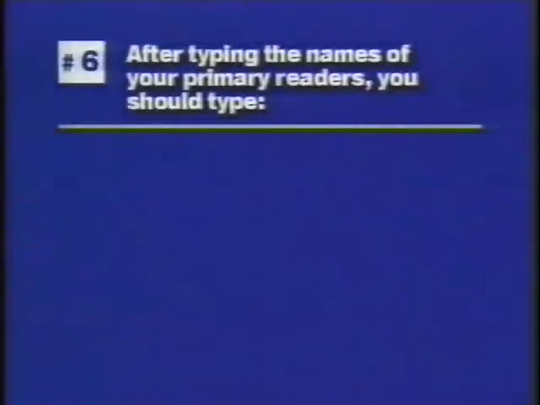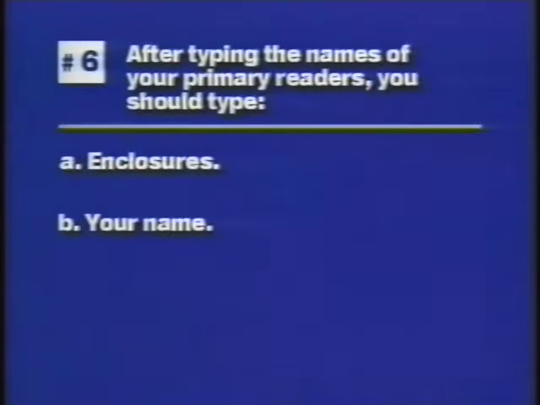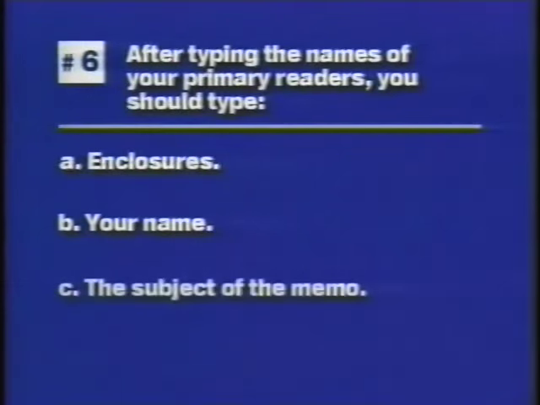Question 6. After typing the names of your primary readers, you should type A. Enclosures. B. Your name. C. The subject of the memo. D. Copies.